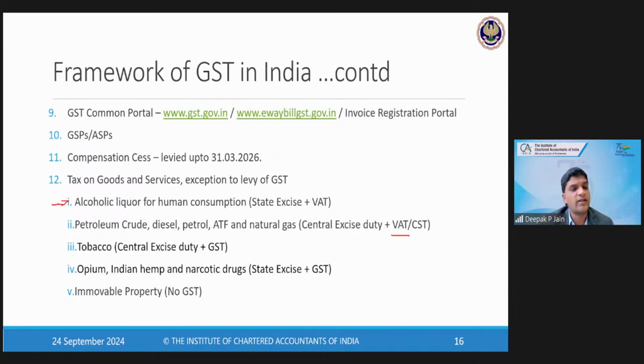Opium is a kind of drug. Opium, Indian hemp, and narcotic drugs are kinds of drugs which are restricted, but once they are used for some medicinal purposes, central excise, state excise, and GST are levied on them.